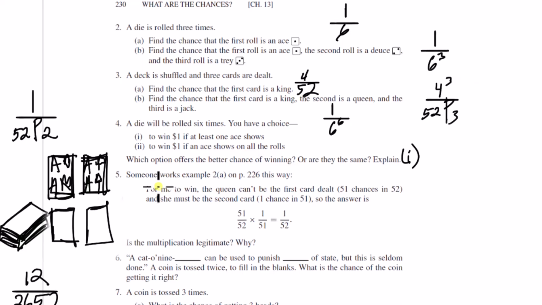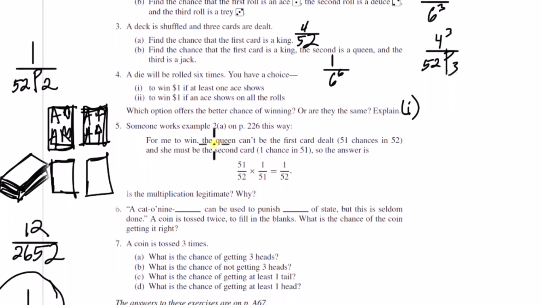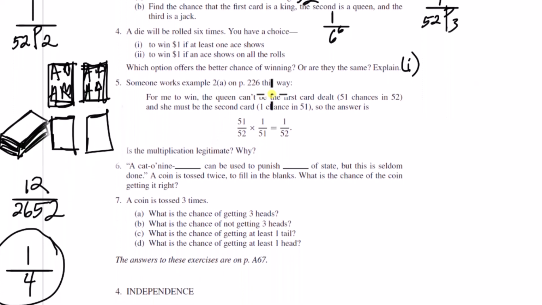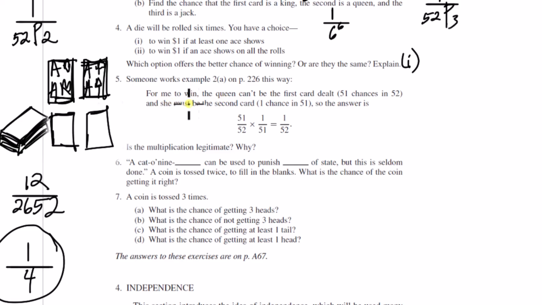Okay, someone works example 2A on page 226 this way. For me to win, the queen can't be the first card dealt, 51 chances in 52, and she must be the second card. So the answer is this. Is the multiplication legitimate? And explain. So, okay, what was that example?